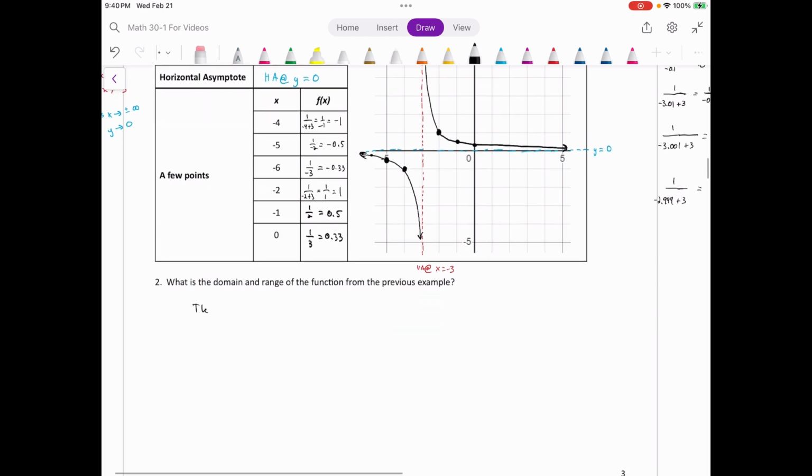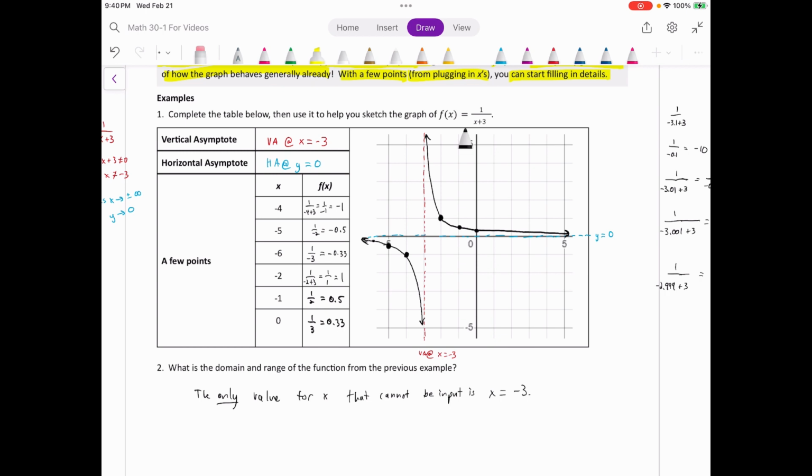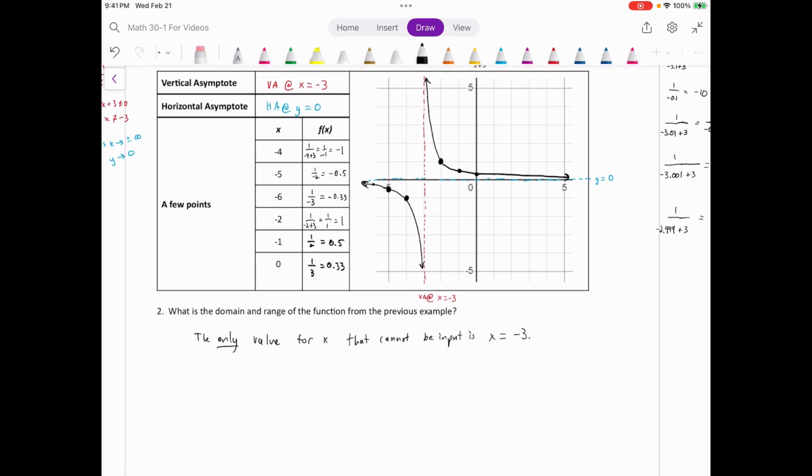The only value for x that cannot be input is x equals -3. And the graph confirms this. Look, it extends to the left forever, hitting every x all the way down to -infinity. It extends to the right forever, hitting every x all the way up to positive infinity, but it never goes through x equals -3, right? So it's all real numbers. The graph passes through all real numbers for x except for -3.